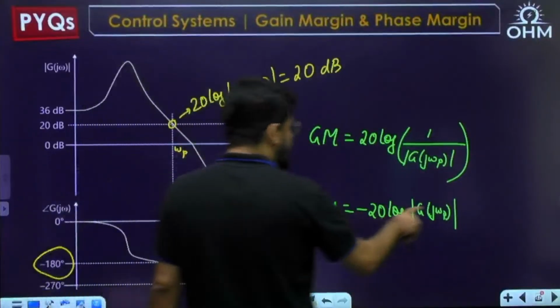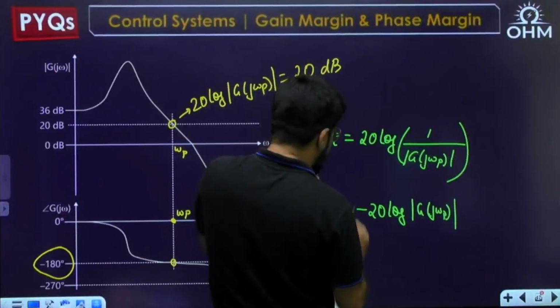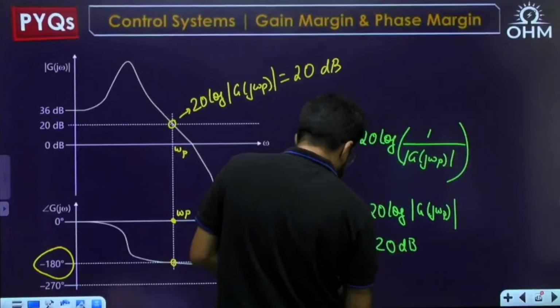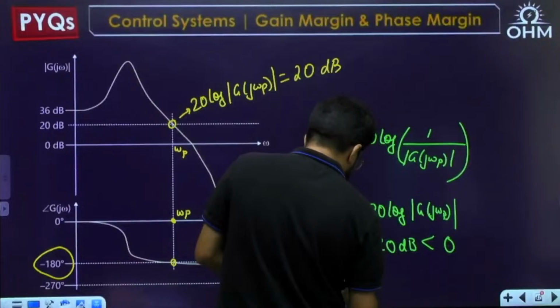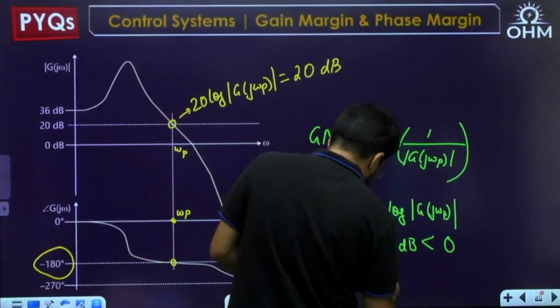So minus 20 log mod G(jωp), and 20 log mod G(jωp) is 20. So minus 20 log mod G(jωp) is minus 20. That means the gain margin of the system is negative. So which system? The closed loop system is unstable.